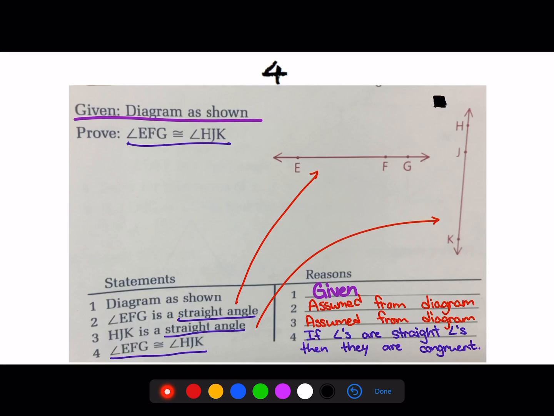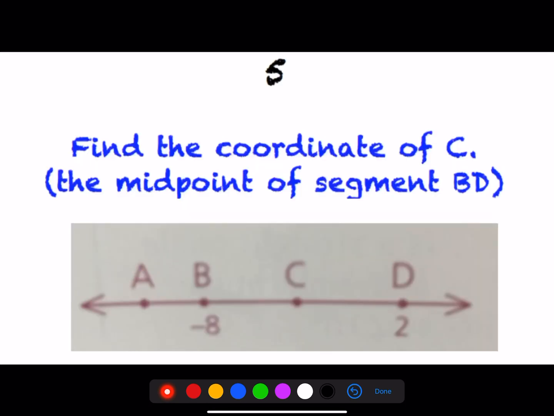All right, next up is number 5, a midpoint problem. Go ahead and pause the video if you need to, and then we'll go through it. All right, so looking at number 5, it says find the coordinate of C. C is the midpoint of segment BD.